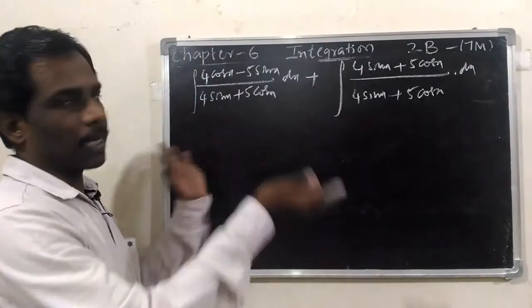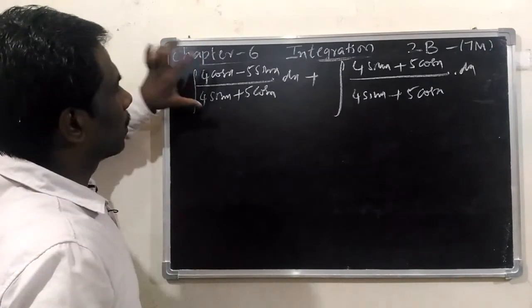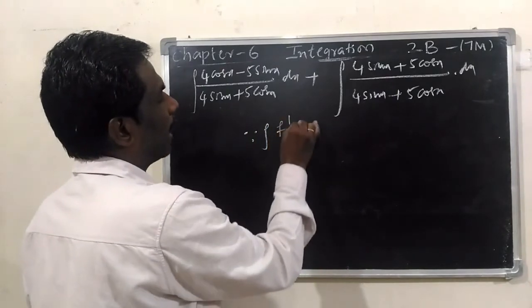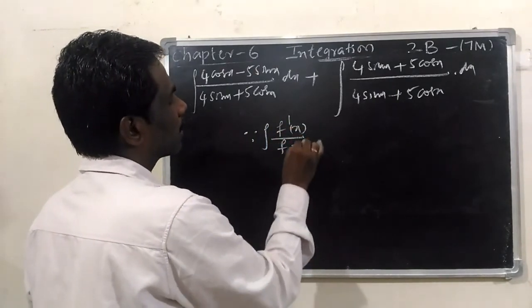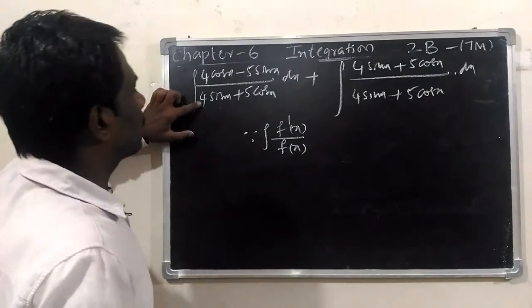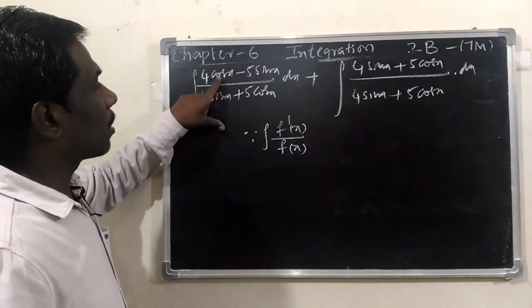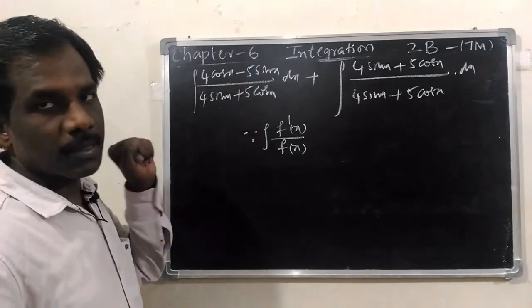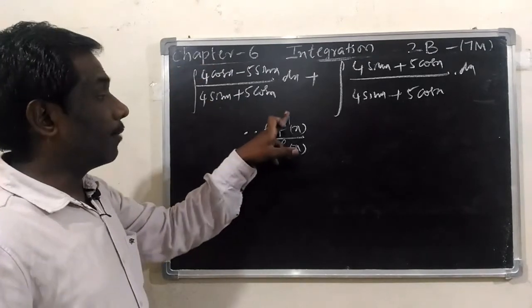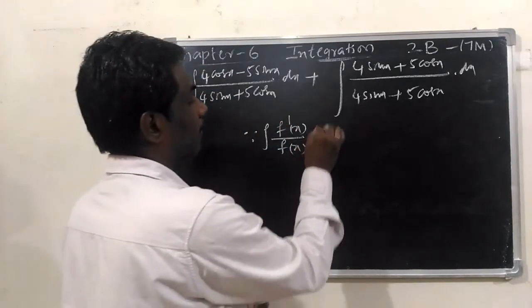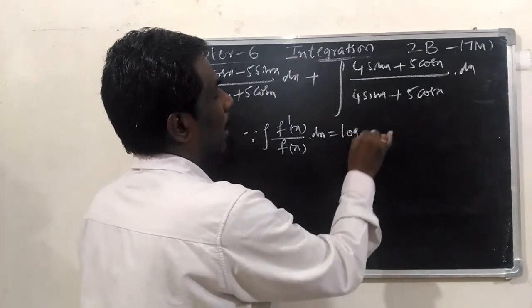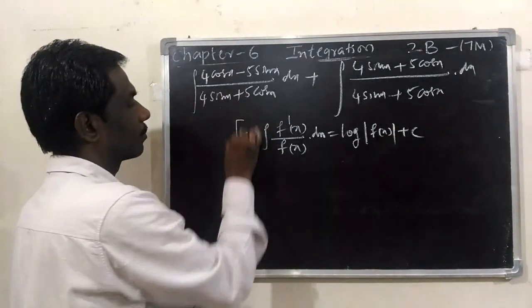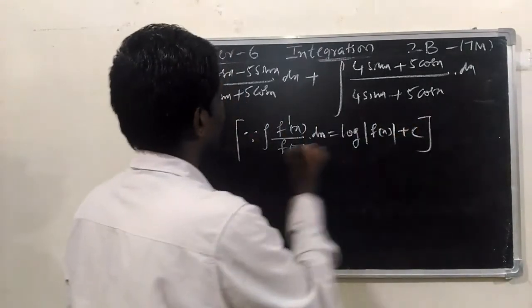Yes, after we write them separately, this part is in the form of the integral of f dash x by f of x. See, 4 is as it is, sin x differentiation is cos x, and 5 is as it is, cos x differentiation is minus sin x. So that's why this is in the form of f dash x by f of x dx, and its formula is log mod f of x plus c. So this is the formula.